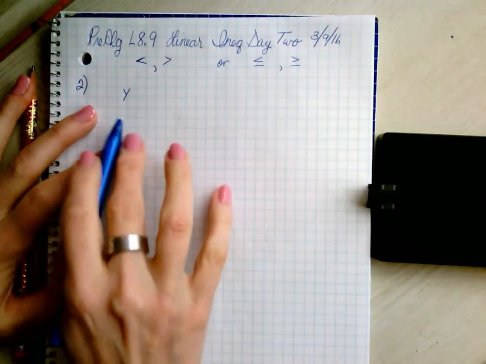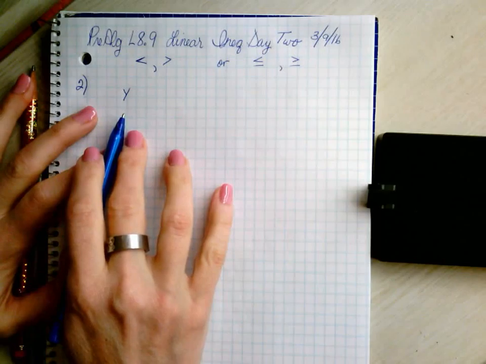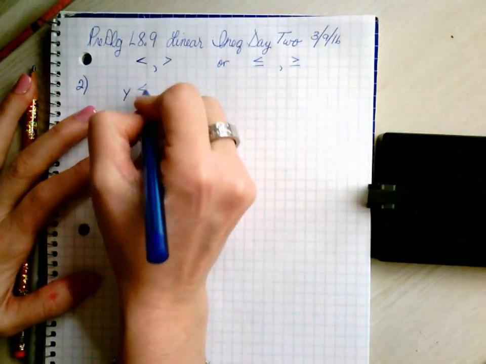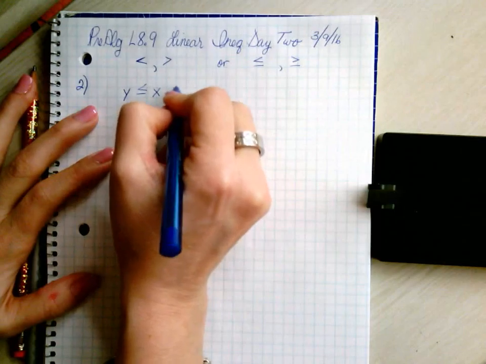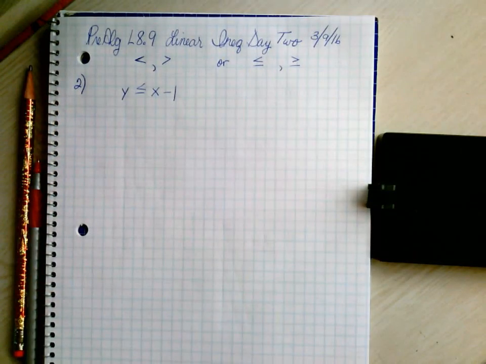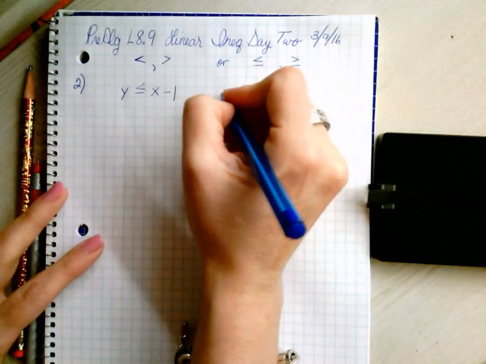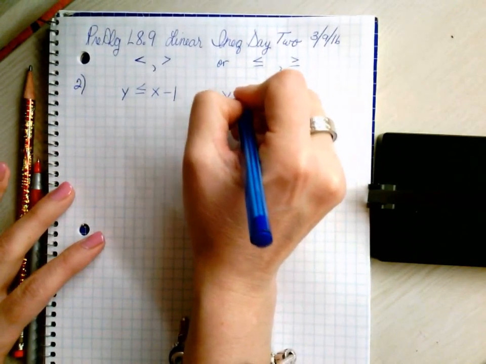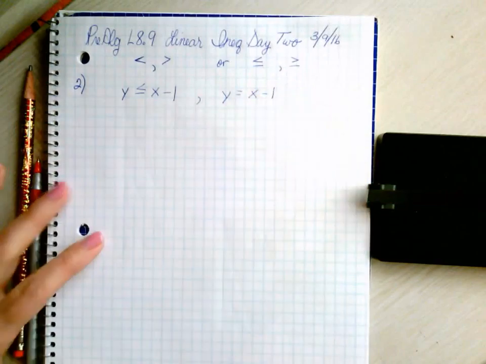Let's just say I have y is less than or equal to x minus 1. When I laid out the lesson, the first thing I showed you is to think of it as y equals x minus 1.